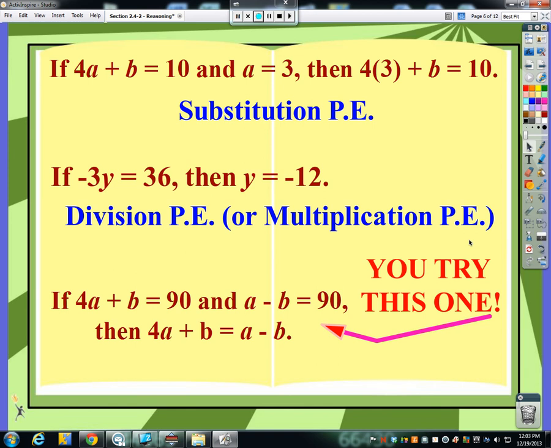Does it matter which one you use? No, just make sure that you use the right one. Or at least make sure you're using one of these two.